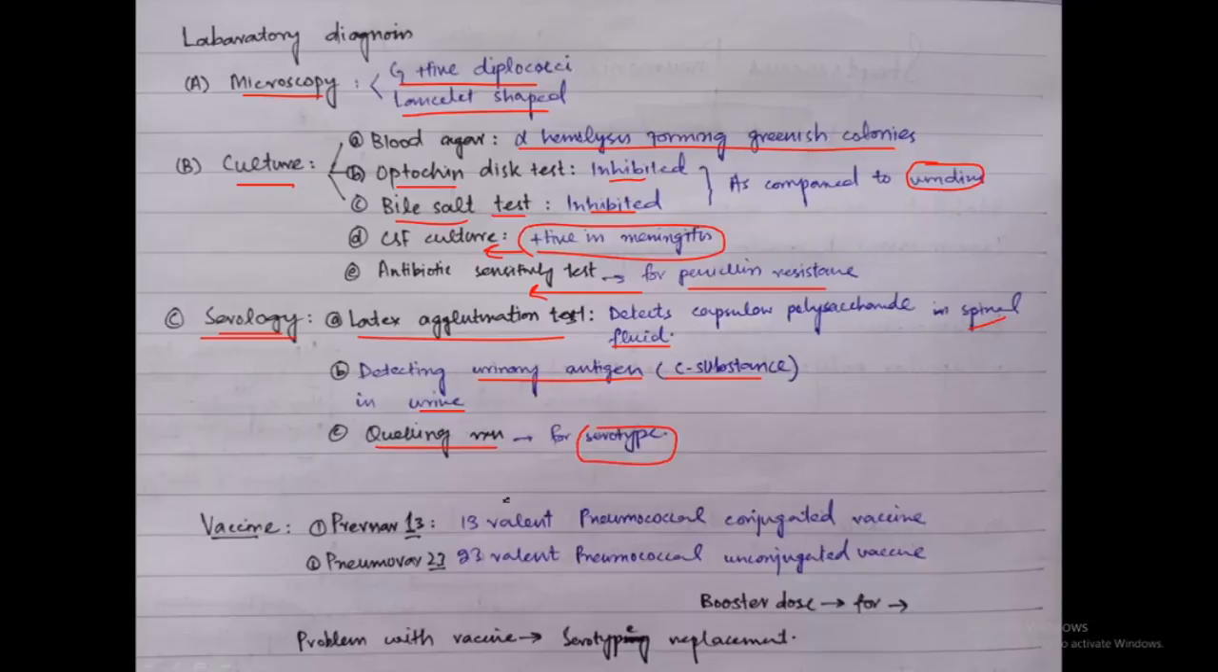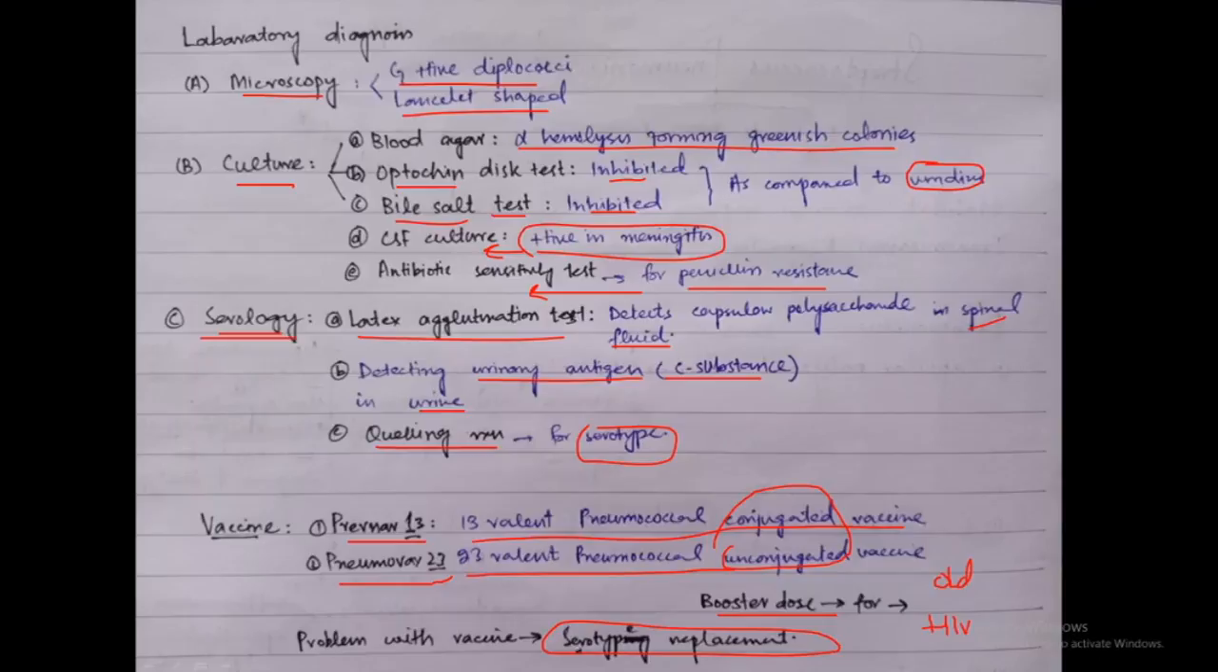Now, how to prevent this disease? We can use two kinds of vaccines. Number one is Prevnar 13, and number two is Pneumovax 23. Prevnar 13 is a 13-variant pneumococcal conjugate vaccine, and Pneumovax 23 is a 23-variant pneumococcal unconjugated vaccine. We can also use a booster dose for old patients above 65 years of age and for those patients who have AIDS. But the most important problem with the vaccine is that the bacteria undergo serotype replacement.